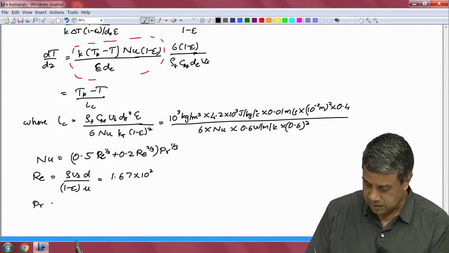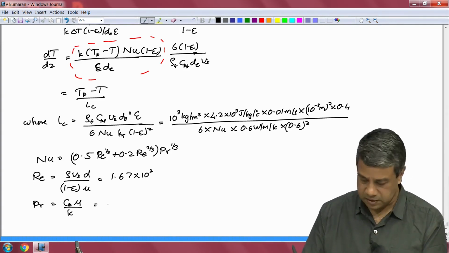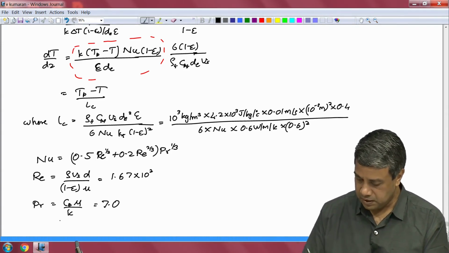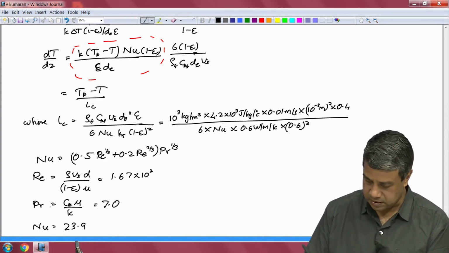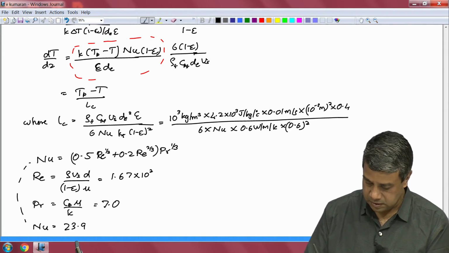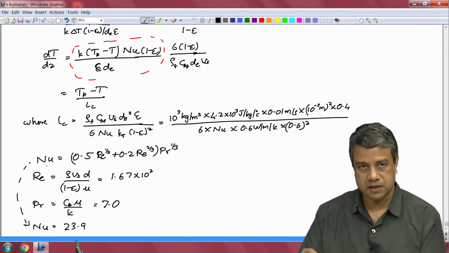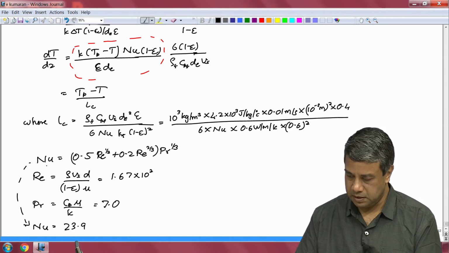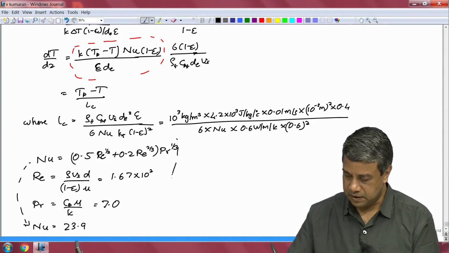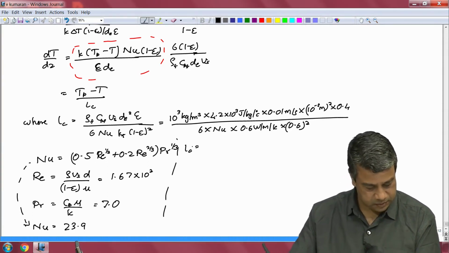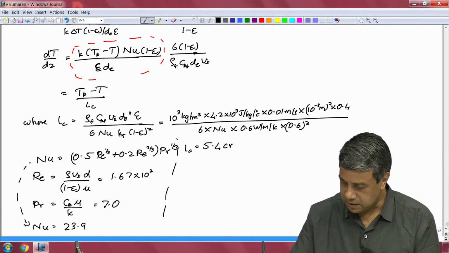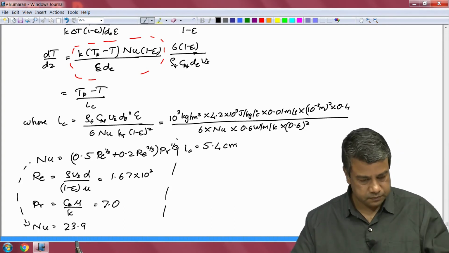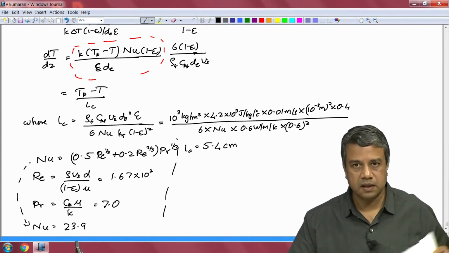The Prandtl number is equal to Cp mu by k. You can just put in the values here and you get about 7. And this gives us a value of Nusselt number equal to 23.9, just substituting the numerical values in the above expression. And if you substitute all of that here, you will get Lc is equal to 5.4 centimeters. So, that is the expression for the characteristic length.